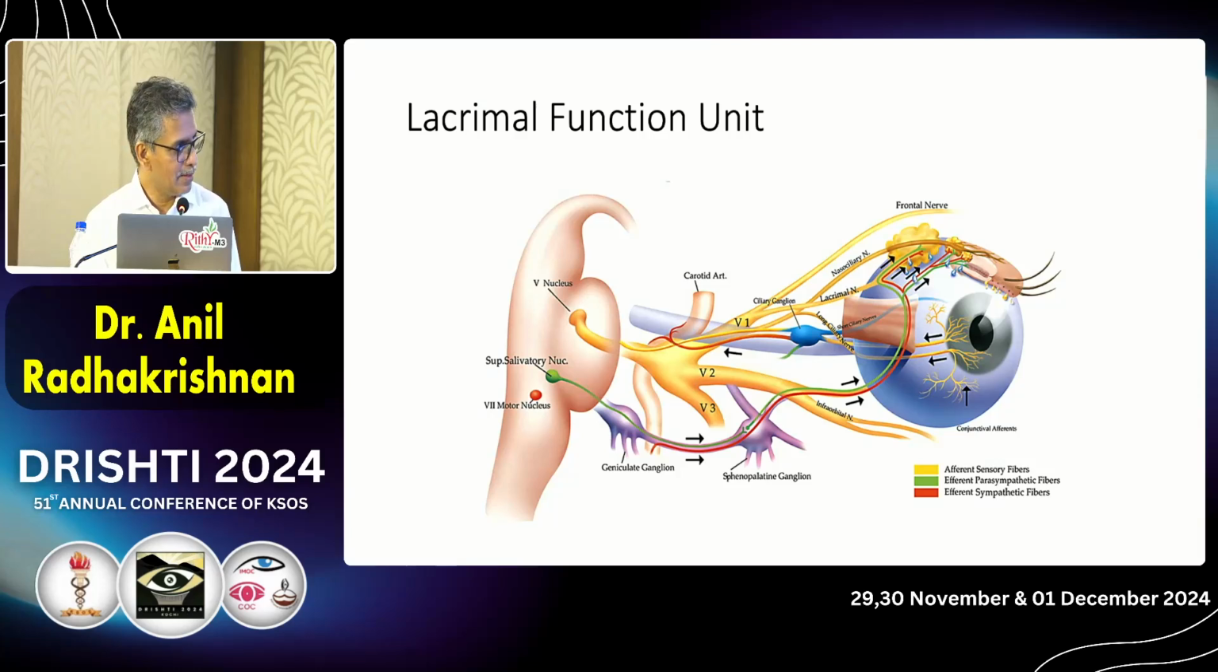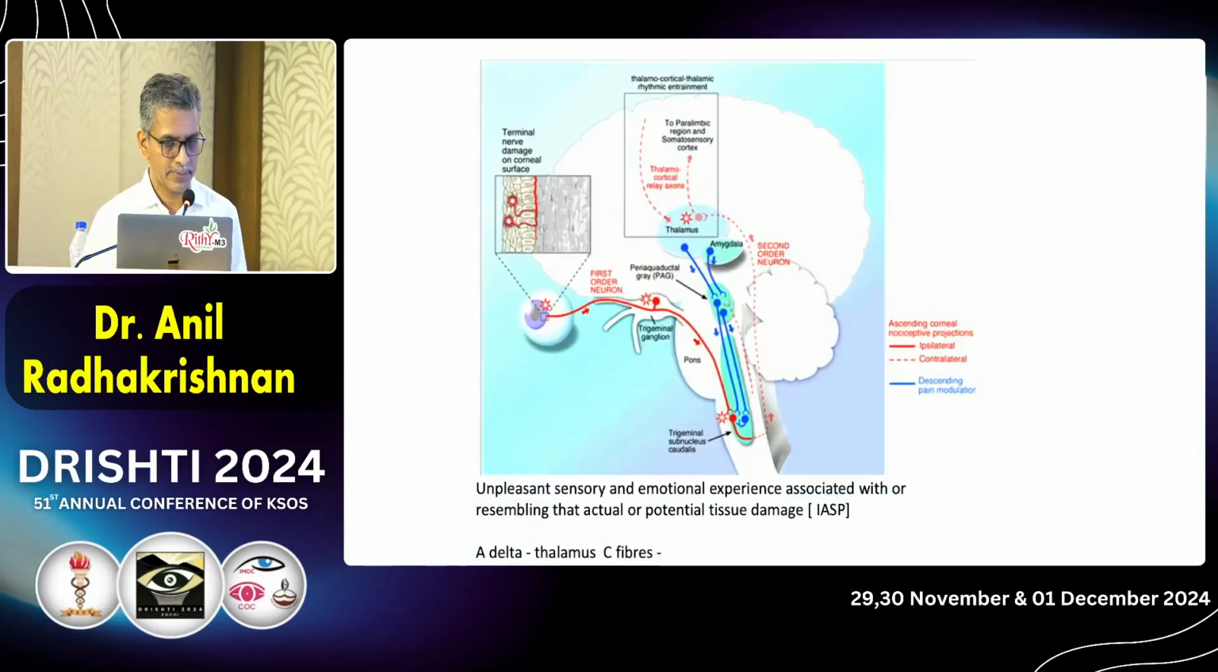So even at the basic level, you have some amount of reflex tearing that is happening. The sympathetic output is from the superior salivatory ganglion that is also contributing. And we have some things which we are still not very clear about.